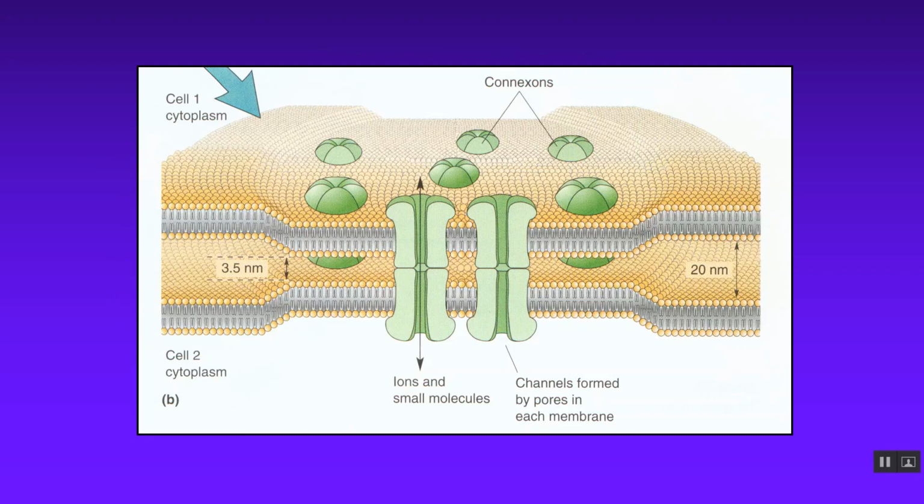Just a close-up picture here showing the connexins right here. These proteins are passing through both membranes, and in this case, they get really close together here. This 3.5 nanometer distance there, so you can have that direct connection.